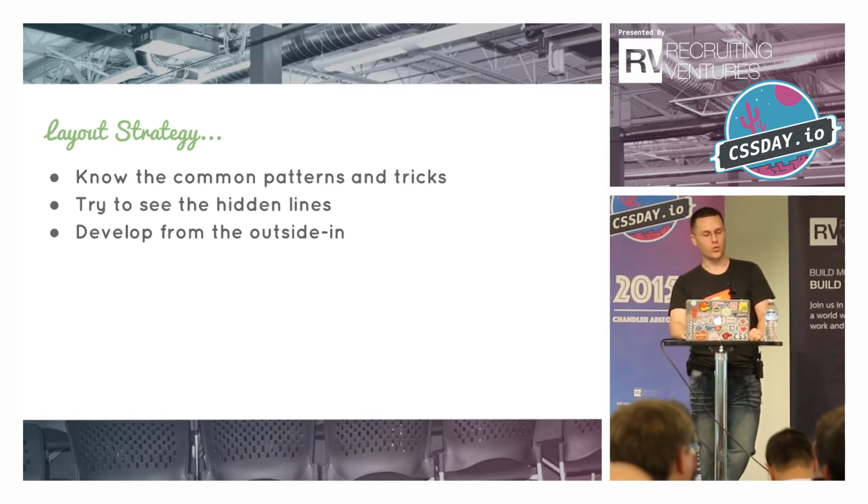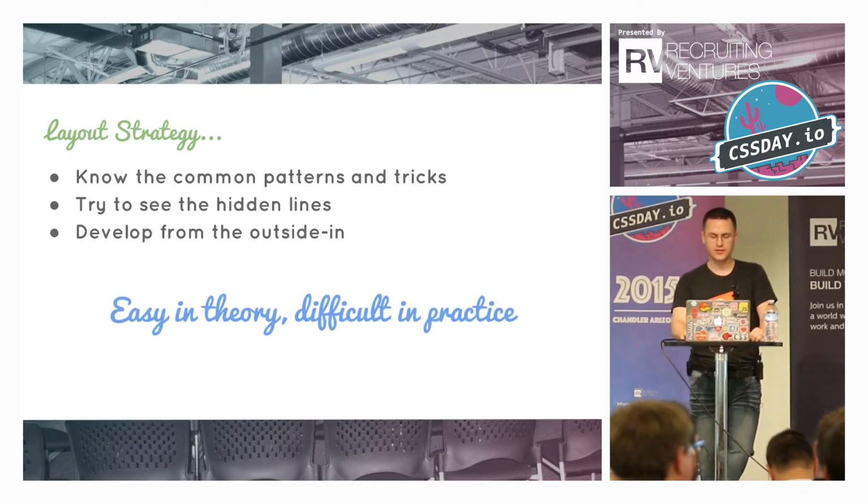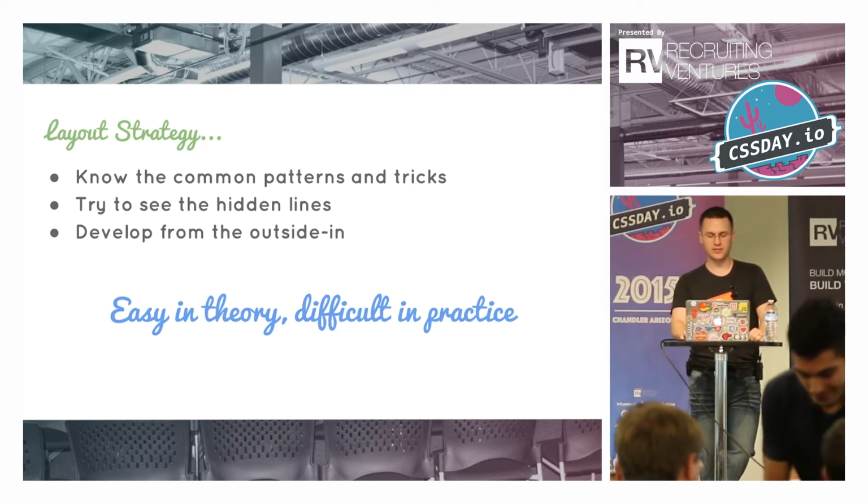So we're going to talk about these three big points first in terms of strategy. Know the patterns, we're going to talk about that, and we're going to talk about developing from the outside in. Jonathan Snook talked about that a little bit. And also, I want you to try to think about where the hidden lines are, because that's a big concept in doing layout, okay? These are the types of things in CSS that are easy to understand in theory. I'm sure you're looking at these three things going, oh yeah, I got it. Very, very difficult in practice. I still make big mistakes in CSS, and I learn from them, and that's the best way to learn.